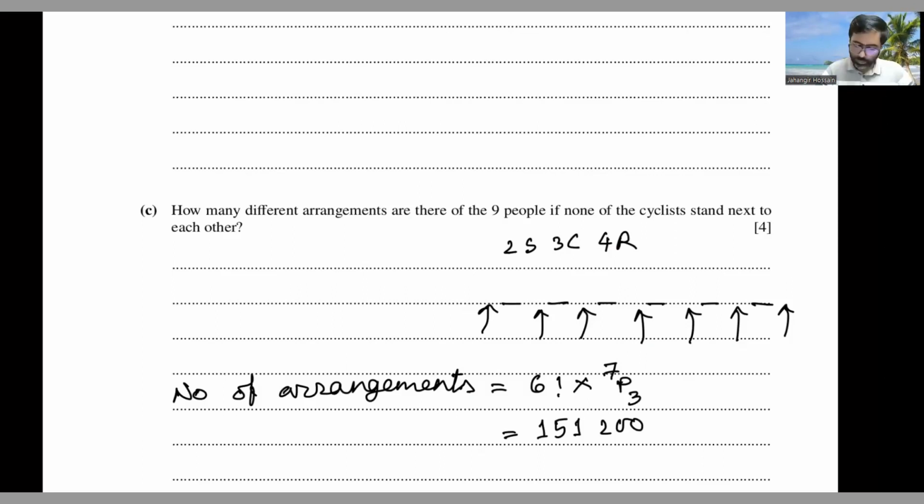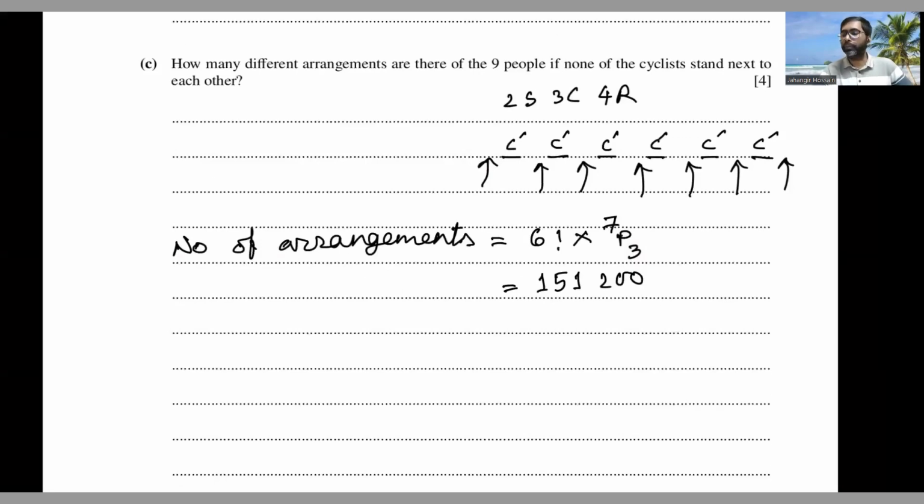Okay, so there we have non-cyclists. Pick the non-cyclists first. Then we have seven different positions, and we need to place three of them in any three of these positions, so 7P3 ways, times the arrangement of the six, factorial 6. So that's the number of different arrangements where the cyclists do not stand next to each other. That's part C.